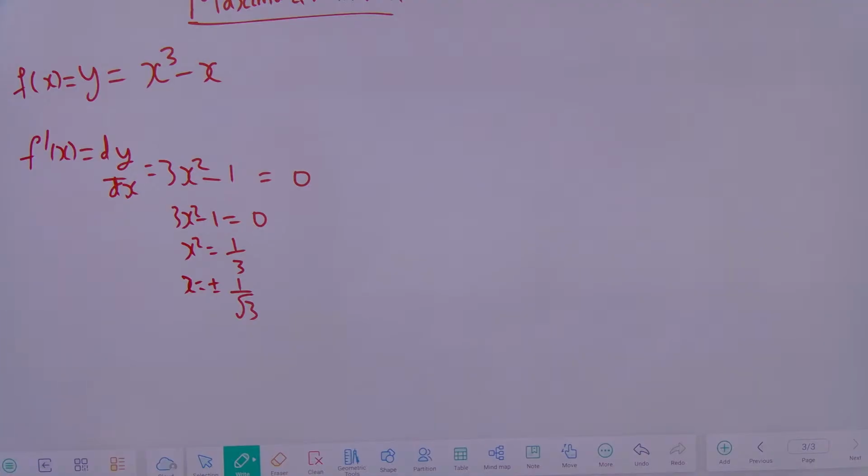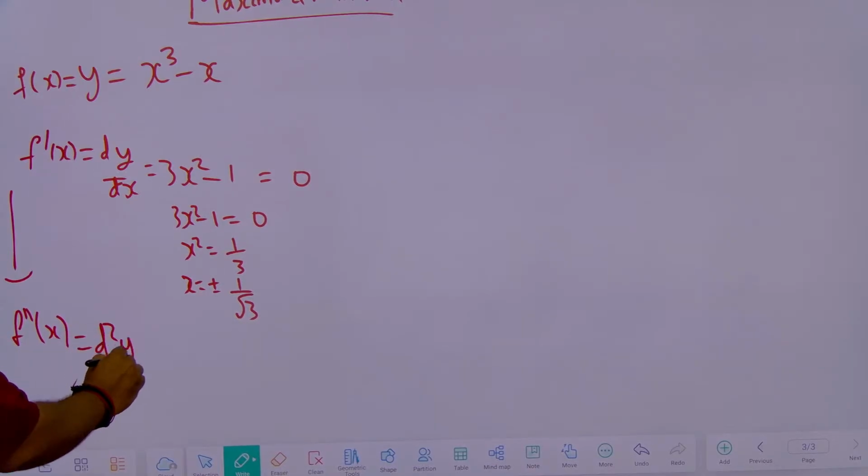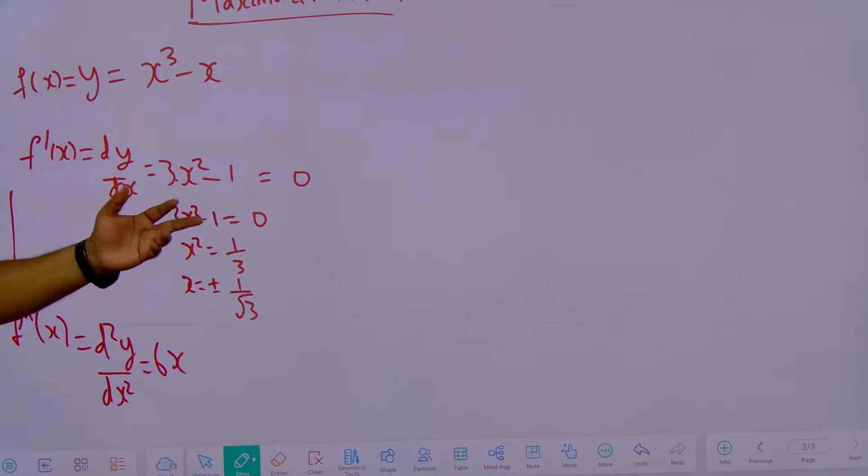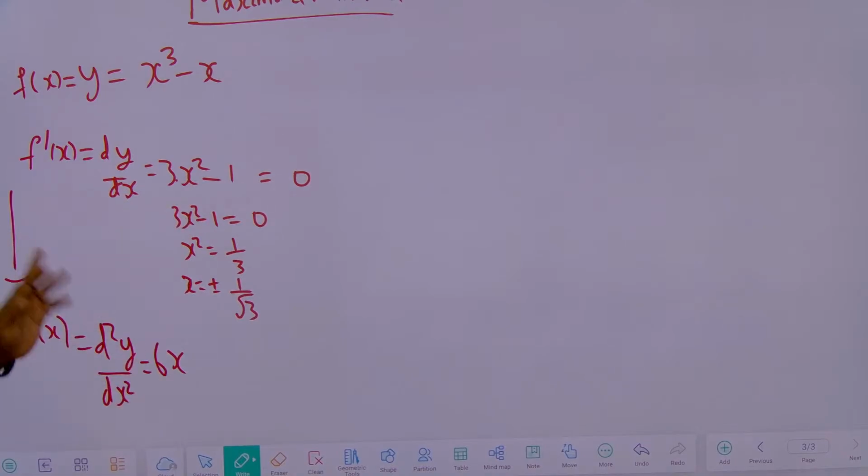So let us differentiate this again. This is called f double dash of x, or it is also called d square y by dx square. So what will this become? This will become 6x. Minus 1 is a constant, so we can leave it. Now d square y by dx square, we got 6x. We don't know whether it is positive or negative. So what we will do is put the 2 values of x.